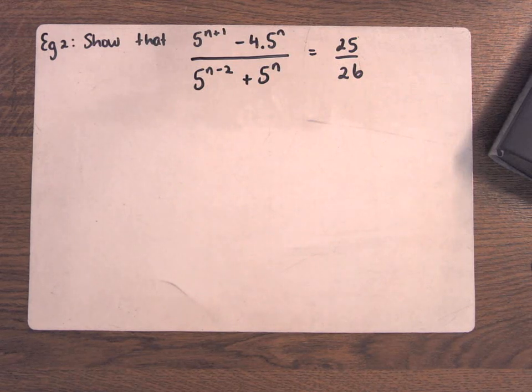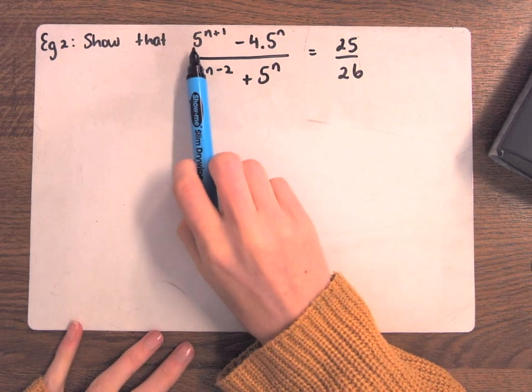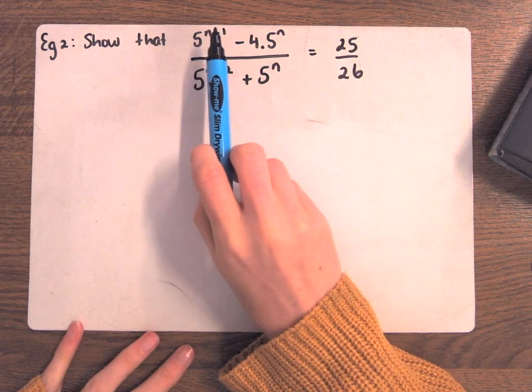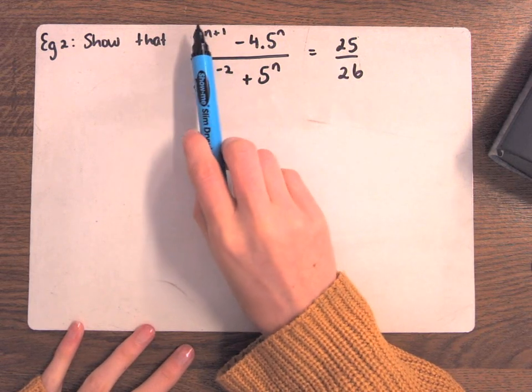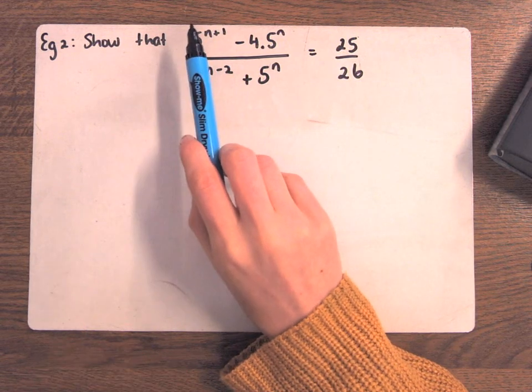If I want to be able to work with these, what has to happen? They all have to have the same base. Okay? So they all need to be 5s to the powers of something. Have a look at this. This is 5 to the power of n plus 1. What's happening in the powers? You're adding them, aren't you?